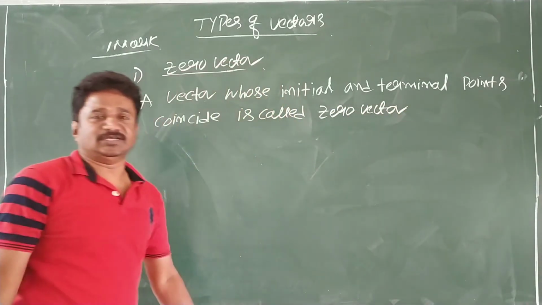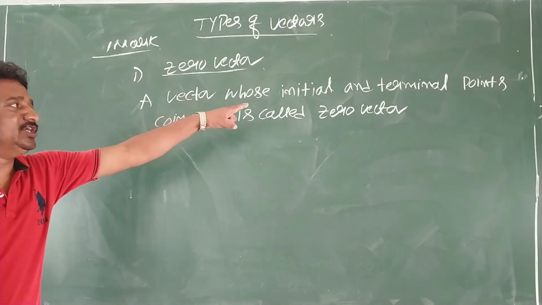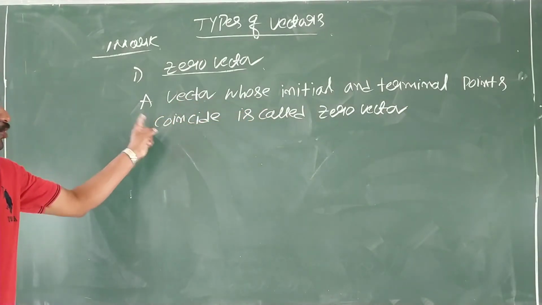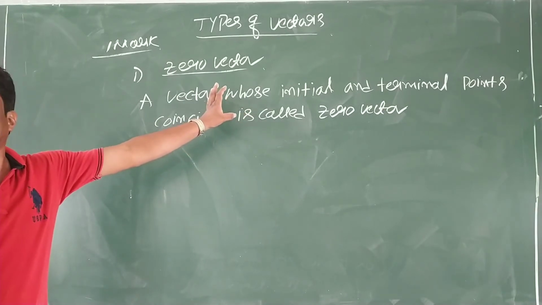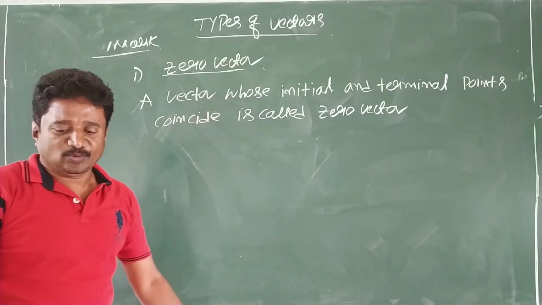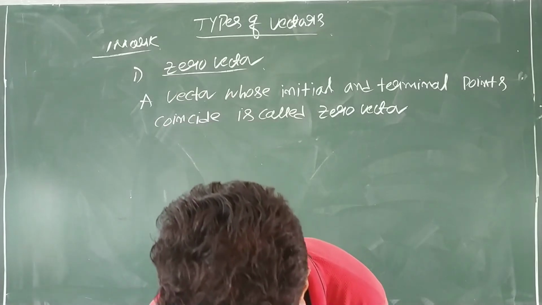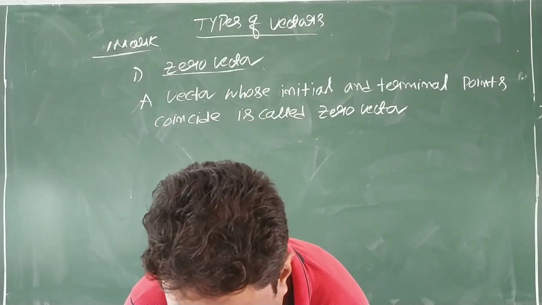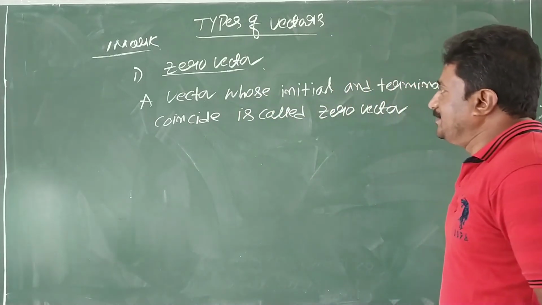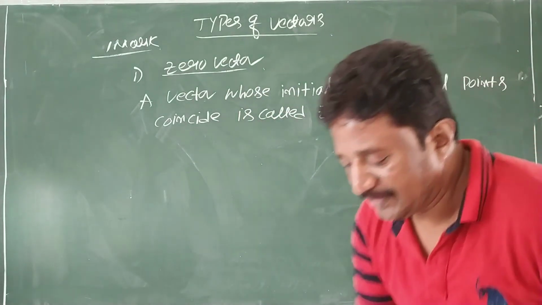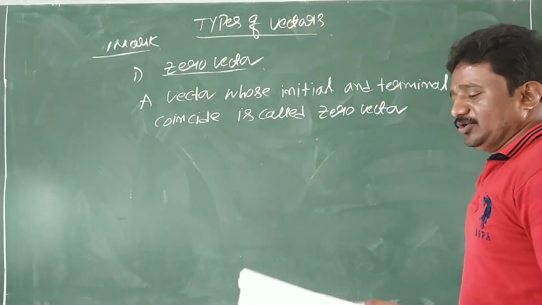By heart, students: a vector whose initial and terminal points coincide is called a zero vector. They can ask this in your oral exam. A vector whose initial and terminal points coincide is called a zero vector. Let's go for one more definition.